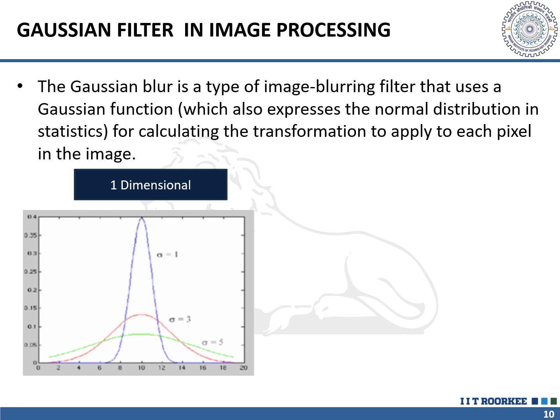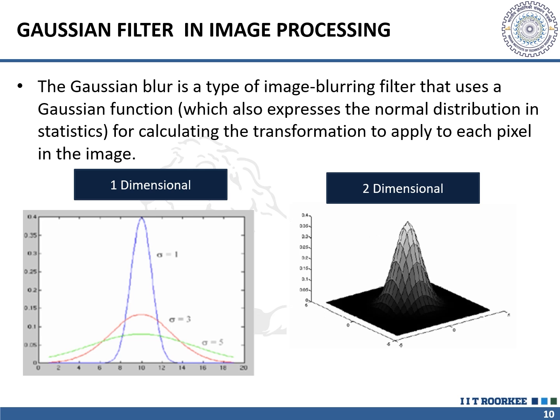So what we define here is a term sigma, which defines how broad this peak is. The higher the value of sigma, the broader the peak, the more Gaussian blurring there is, and the more blurred the image will be. In two dimensions, this peak will look like a fabric mesh, like this.